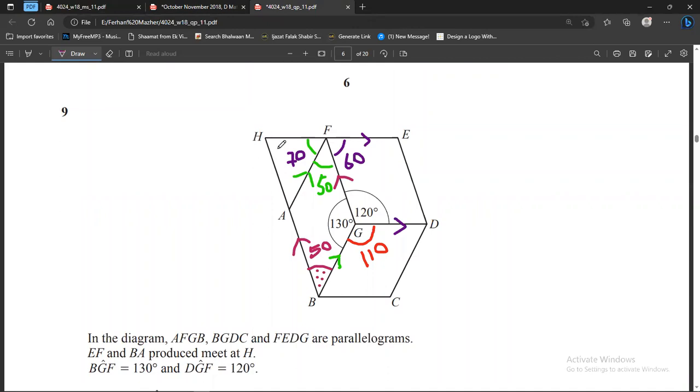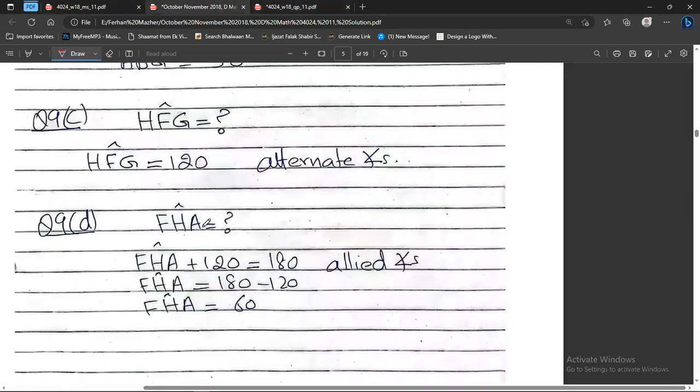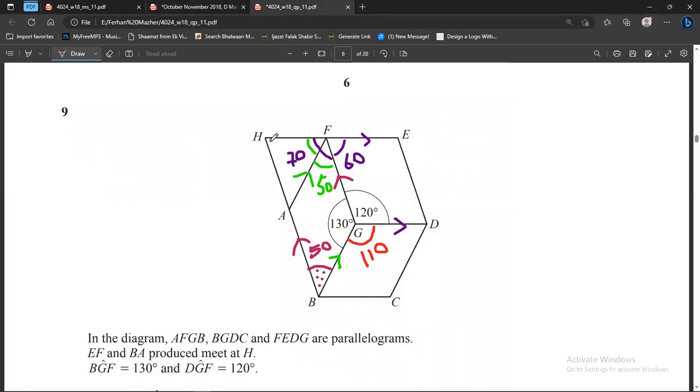The question is, what is HFG? HFG is this whole angle, and because this and this are parallel, this will be 120. If you add 70 and 50, that will also be 120. Sorry, I was working on HFA. So HFG is the alternate angle to the 120, so that will be directly 120. FHA. So how much is FHA? This is now the question.